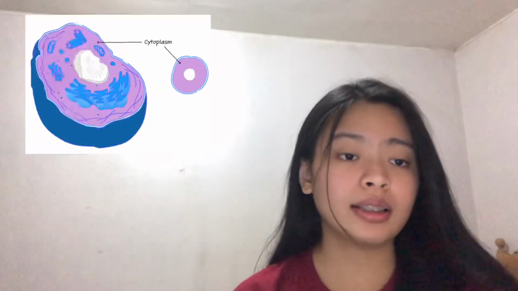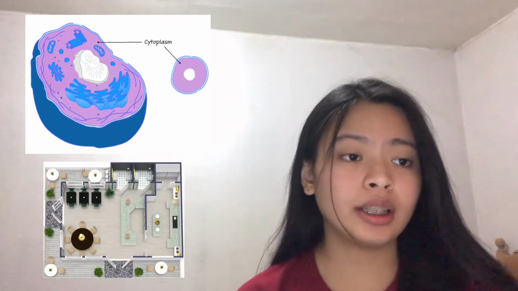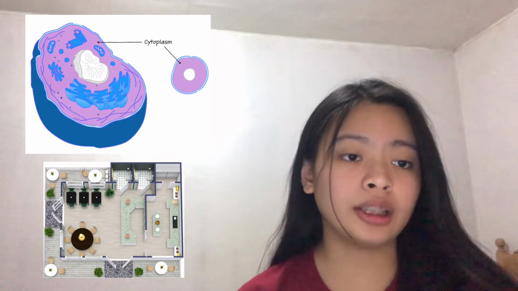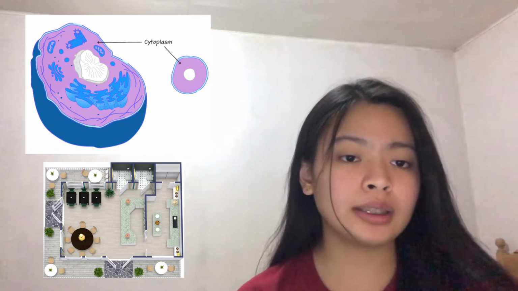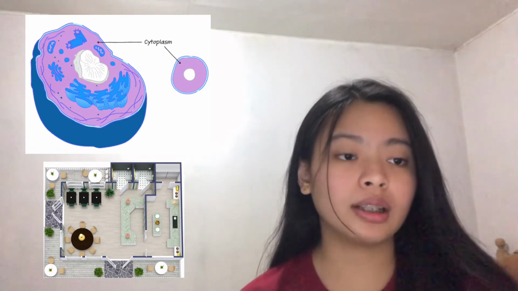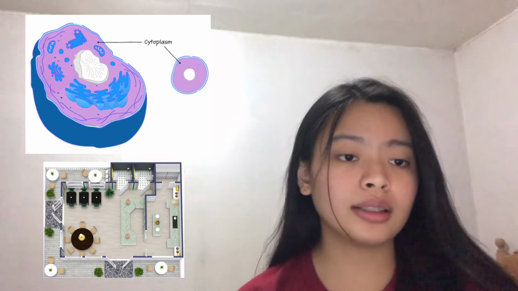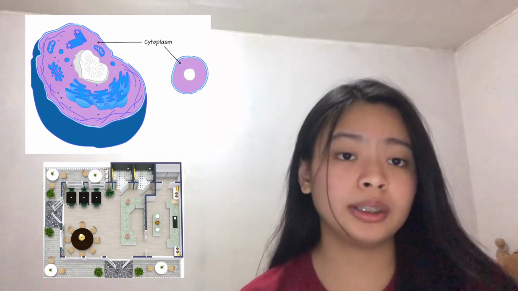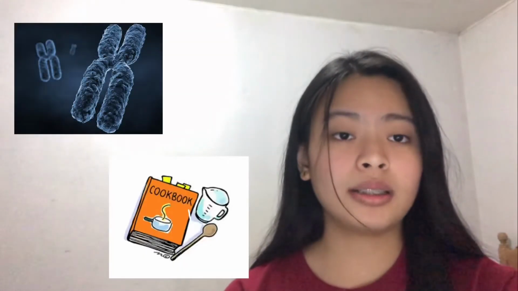In a cell, the cytoplasm relates to the sitting area and the area in the kitchen. A cell's cytoplasm is the area that contains all of the organelles. In a restaurant, a sitting area contains all of the tables, and the kitchen contains all of the food, cooking tools, and the fridge.